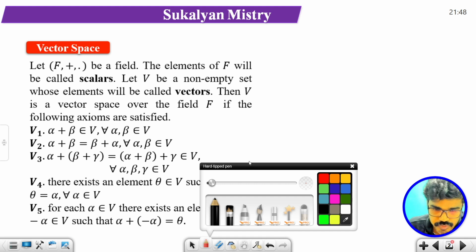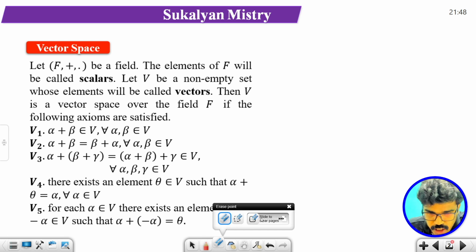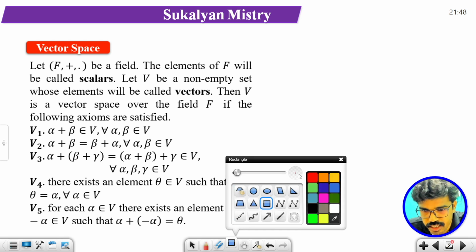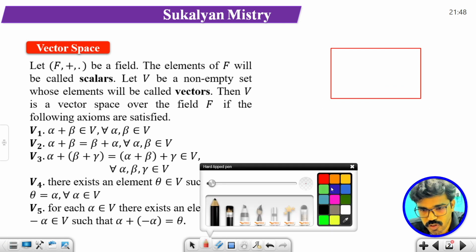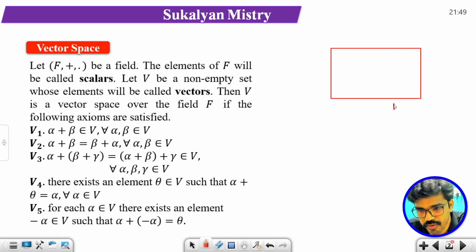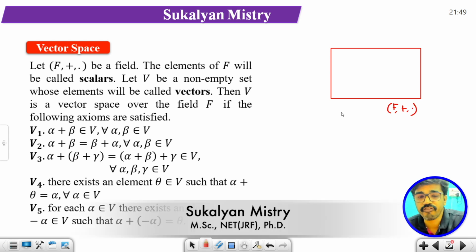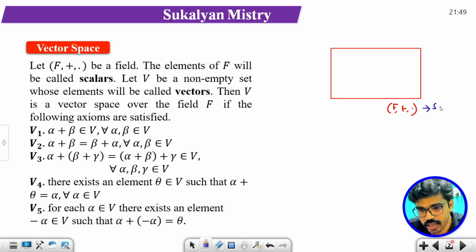So first of all, what is a vector space? We consider a field, right? Suppose we consider a field F with respect to addition and multiplication. The elements of F, that is called scalar. Field element গুলোকে আমরা কি বলবো? We call it scalar. The elements of F are called scalars.